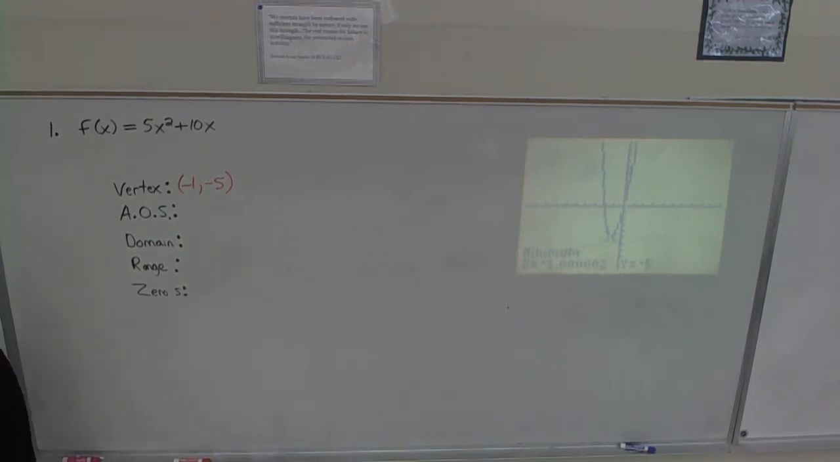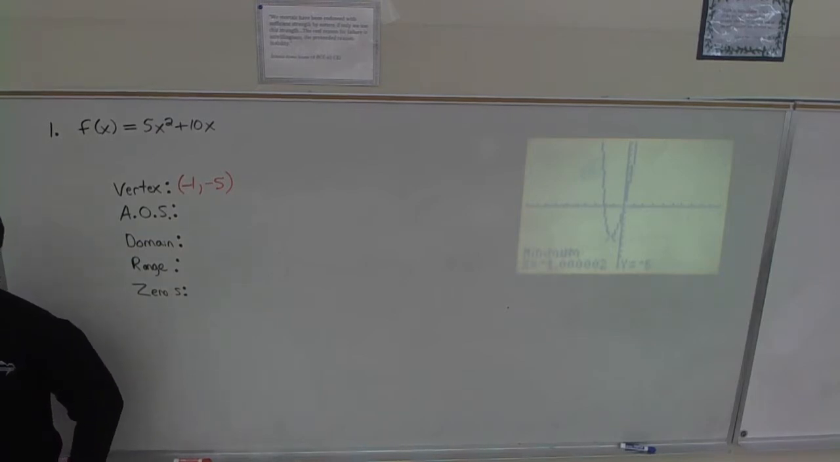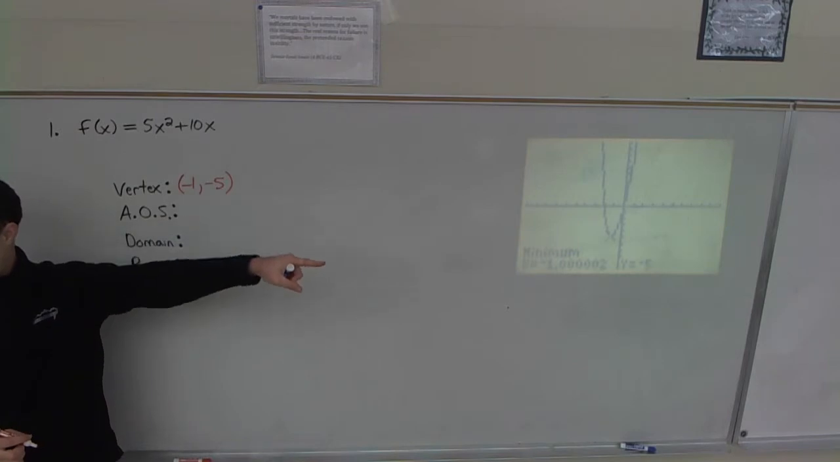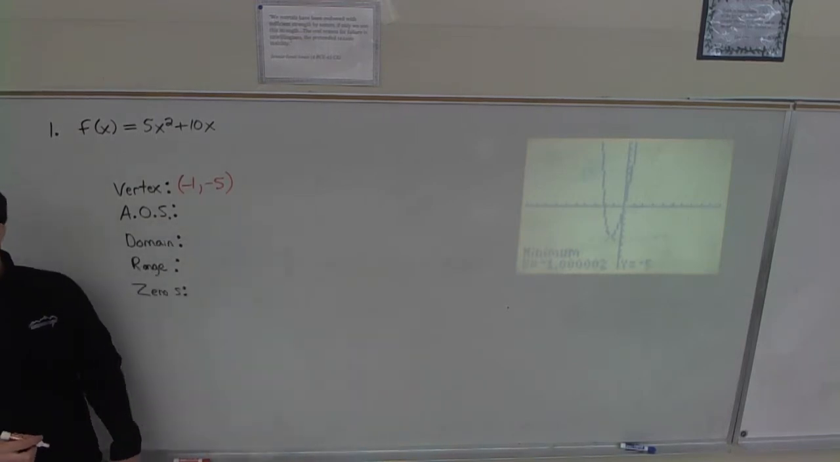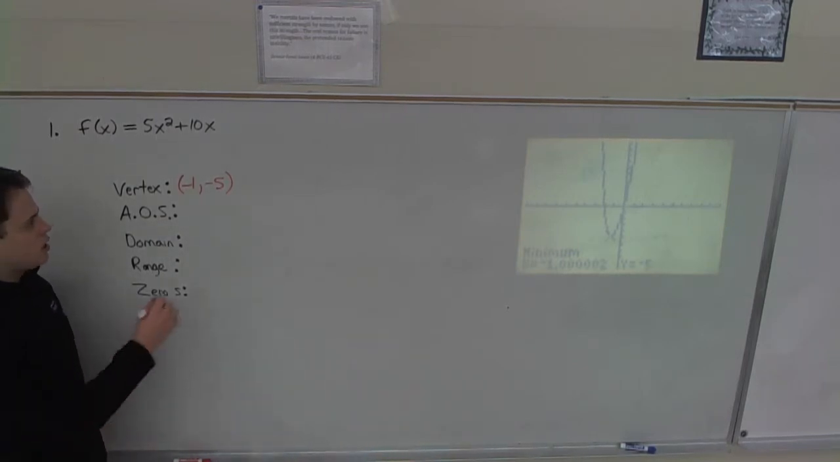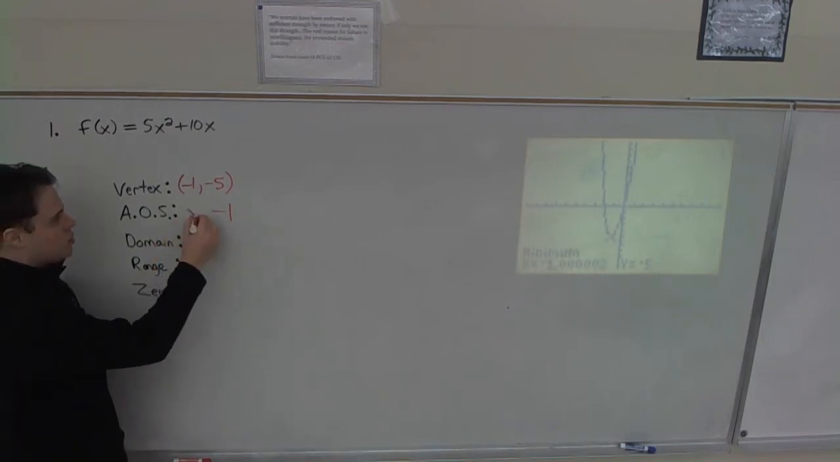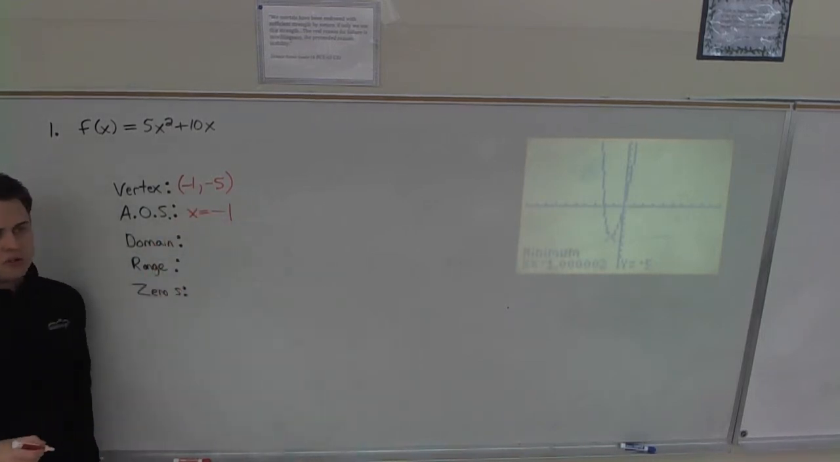Okay, so I think that's all we really need to figure out our axis of symmetry, because doesn't the axis of symmetry go right through the vertex? So what's your axis of symmetry going to be? Negative 1. But if you write negative 1 on my test, I'm going to mark it wrong, because negative 1 is not a line. You need to say a vertical line at negative 1. In other words, the line x equals negative 1.